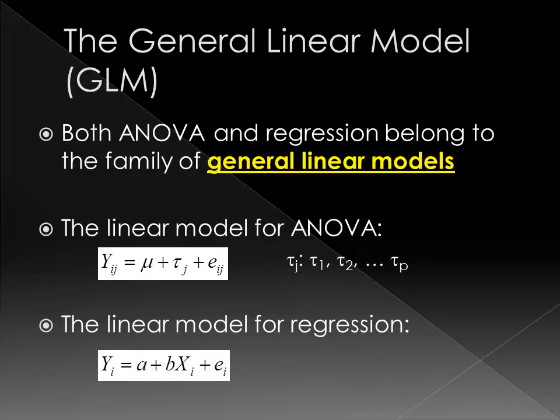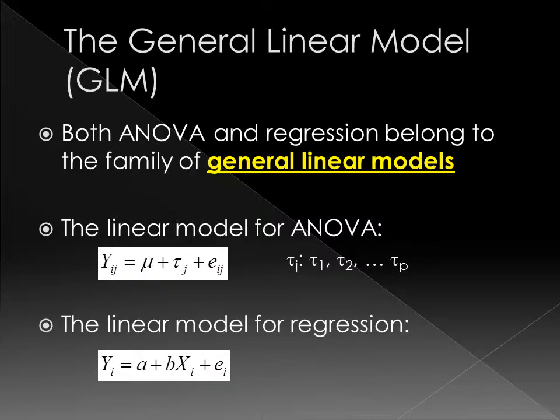i means number of individual, j means the group. So ij means which person in which group. If we use our example, if there is a second person in the second group, it would be Y22. Mu is the ground mean.